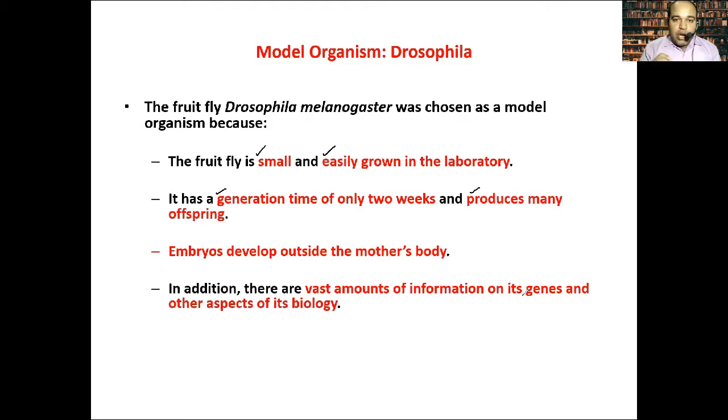case of humans. Drosophila melanogaster was the first organism through which we were able to understand the embryonic development, how it takes place in the case of humans.